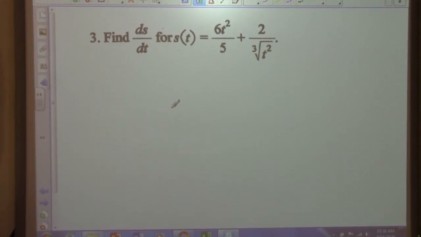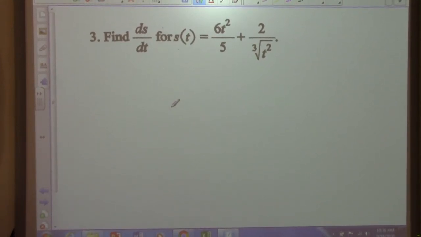Okay, ds dt, which is another way of saying s prime. This is another way of saying the same thing. So this is like saying s prime of t. There it is. So ds dt, this is like s prime of t. That's just another way of saying it. So what we have here is a rewrite.